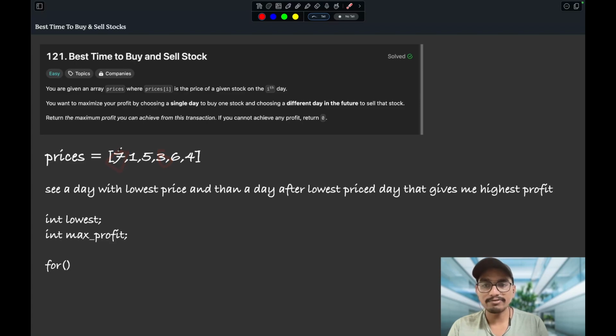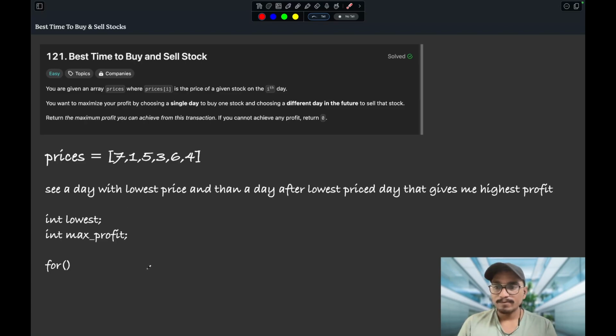We have to choose a single day to buy and a single day to sell. If I buy here and sell here, I would have a loss. So I have to buy on one day and then sell on another day. Return the maximum profit you can achieve from this transaction. If you cannot achieve any profit, return zero. If everything is in descending order, like 7 6 5 4 3 2 1, I won't have any profit.